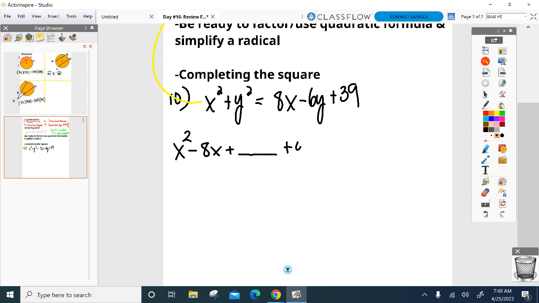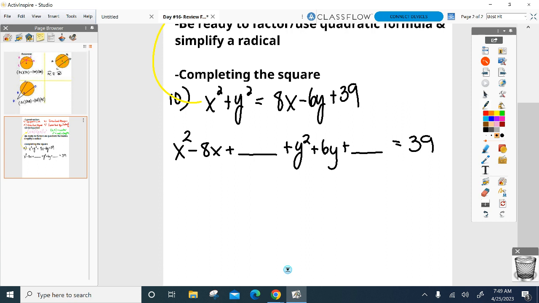Plus y squared. Move the 6y over, add it over. We're going to have to produce a c value for the y's. Equals 39. So make sure the single number is over on the other side, and the x's and y's are grouped together. All right, how do I find that new c value? Half the b value squared. That's the process. I take half of negative 8 and square it.